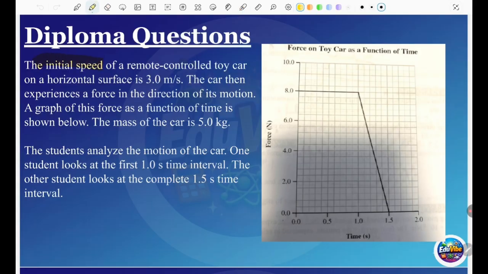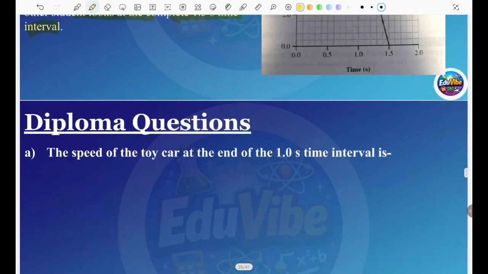It says that the initial speed of a remote controlled toy car on a horizontal surface is 3.0 meters per second. The car then experiences a force in the direction of its motion. A graph of this force as a function of time is shown below. The mass of the car is 5.0 kg. Students analyze the motion of the car. One student looks at the first 1.0 second time interval and the other student looks at the complete 1.5 second time interval. This is the graph of force and time, and we have subparts.